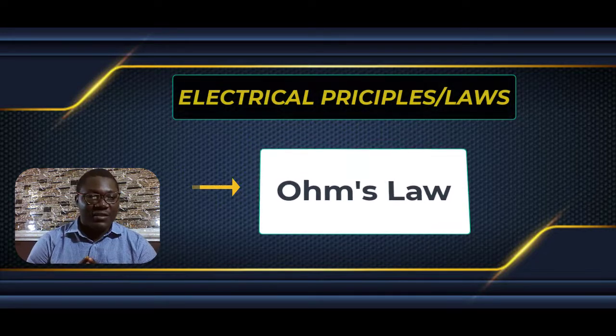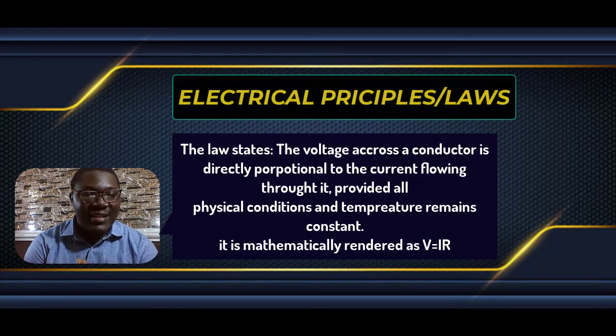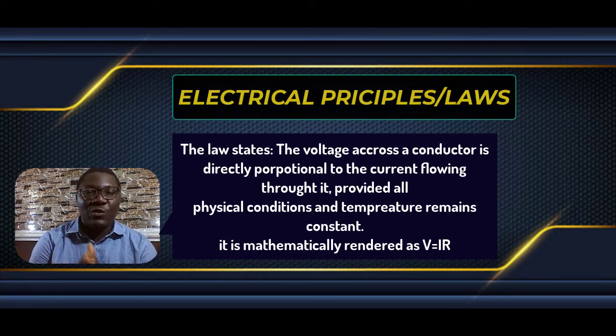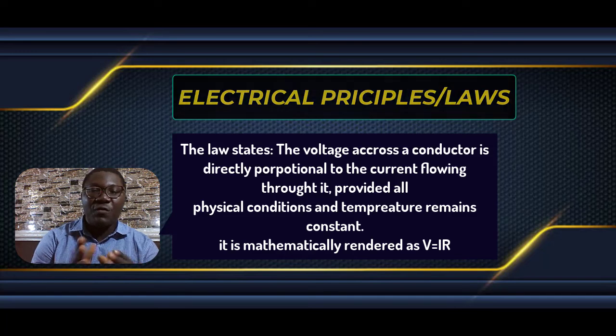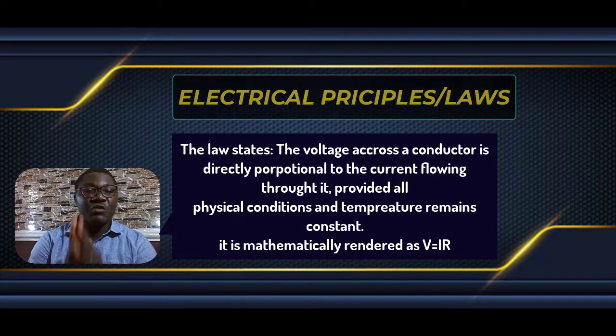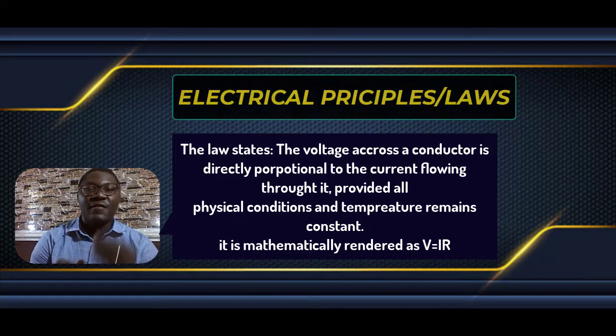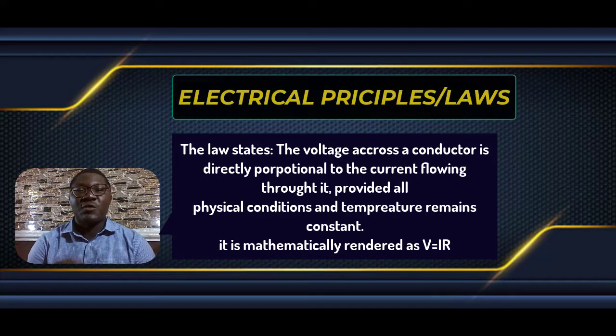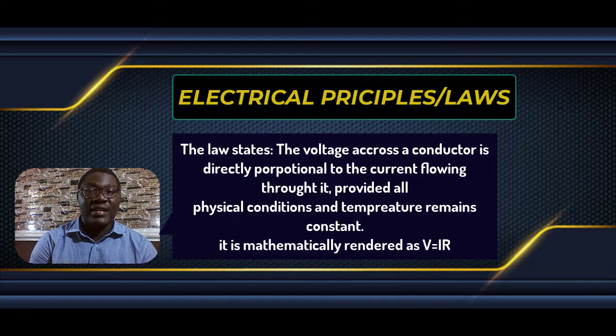Now what does Ohm's law state? The law states that the voltage across a conductor is directly proportional to the current flowing through it, provided all its physical conditions and temperatures remain constant. It is mathematically rendered as V, the voltage, is equal to I times R, the current and the resistance. That is, I stands for current and R stands for resistance. That is a big grammar, guys.